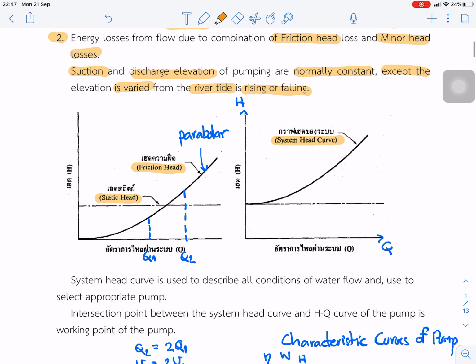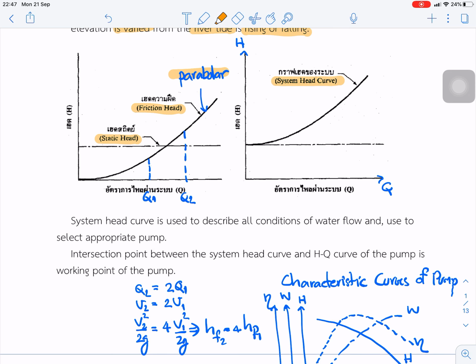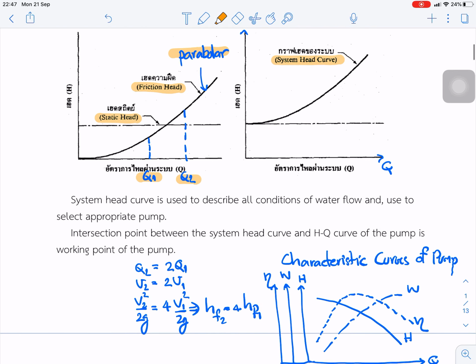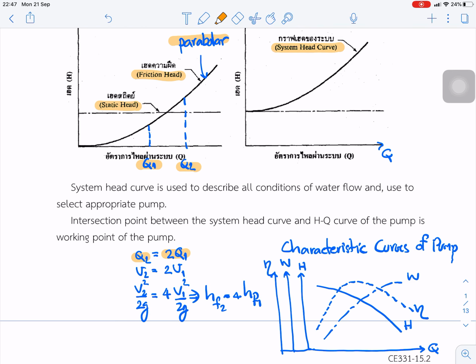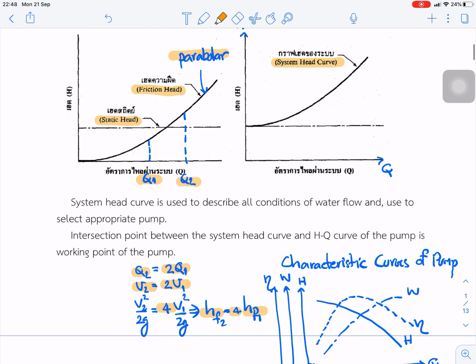The friction head is a parabola function. For example, we can prove this: if Q2 is about 2 times Q1, then V2 is about 2 times V1, and the velocity head at point 2 is 4 times that at point 1. Because head loss is a function of velocity head, we expect the head loss at point 2 to be 4 times that at point 1. So we prove that we get a parabola function.